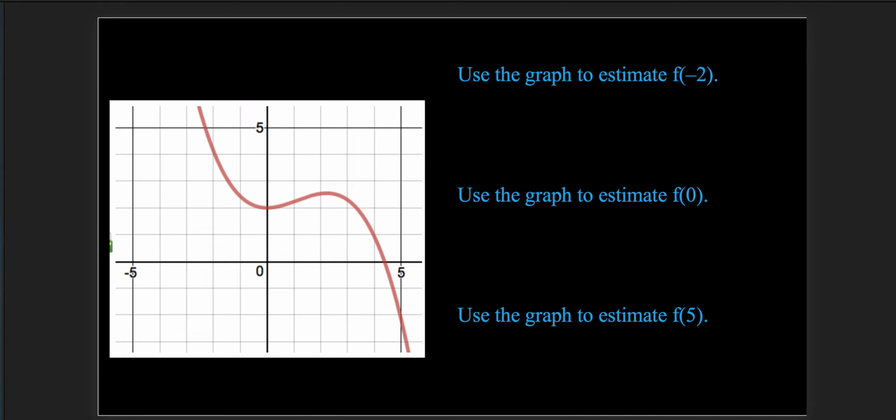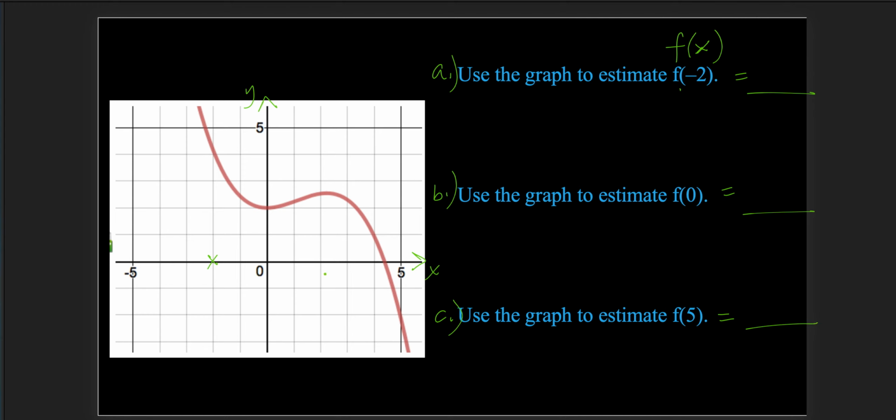In the next problem, use the graph to estimate f of -2. So I've got 3 problems here, and you'll be given just one, and this allows us to practice. So this is your x-axis, this is your y-axis. f of -2 means -2 is in that x spot, right? So what we do is we go find -2 on the x-axis, which is right here. And we're going to write down the answer to these.